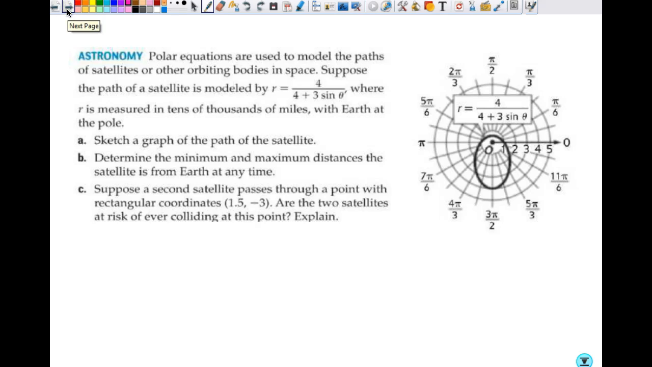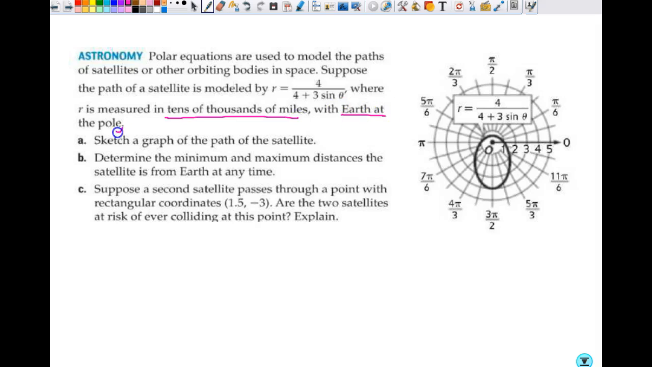You are totally capable of doing it yourself, but I didn't want you to have to graph this one, and I just figured this was a good example because it is going to take a little bit of thinking here. It says polar equations are used to model the paths of satellites or other orbiting bodies in space. So there's one application right there. NASA definitely uses it. Suppose the path of a satellite is modeled by this equation right here, where r is measured in tens of thousands of miles with Earth at the pole.